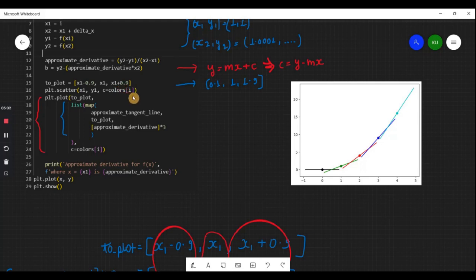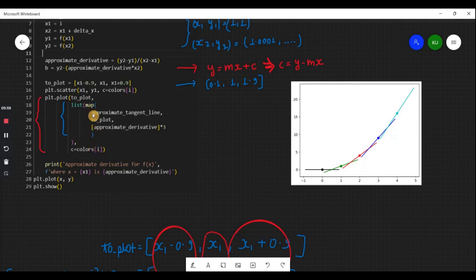Then we are using plt.scatter to plot all those points at which we are drawing our tangent line. And thereafter we are using plt.plot to draw the whole tangent line. Here in this case, plt.plot is taking 3 arguments. The first and second ones are lists, and the third one is the name of the color in which we want our tangent line to be. Let's try to understand the second argument of plt.plot.